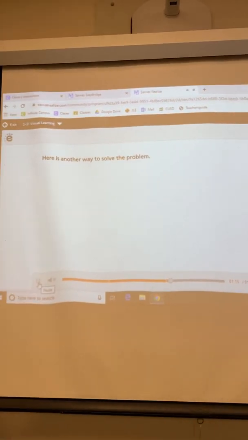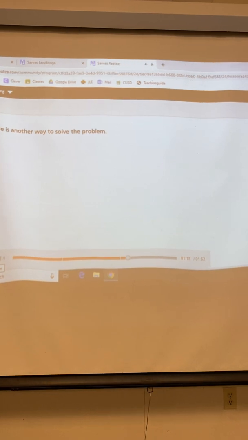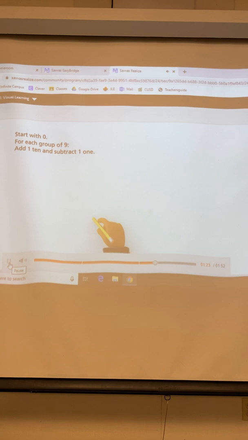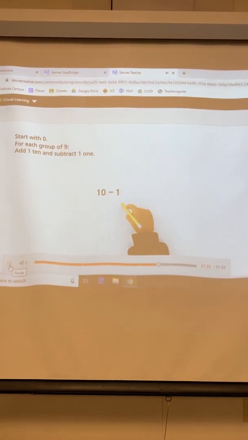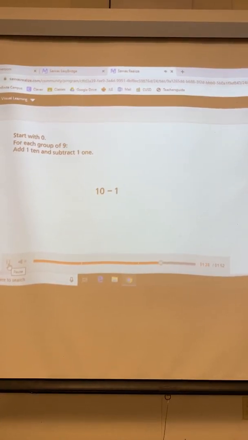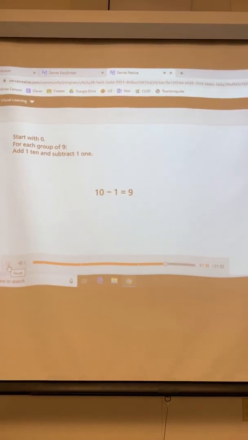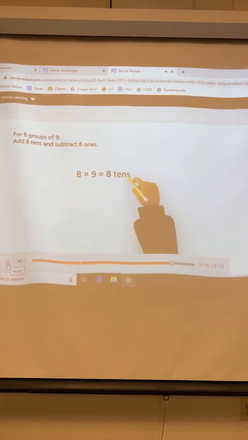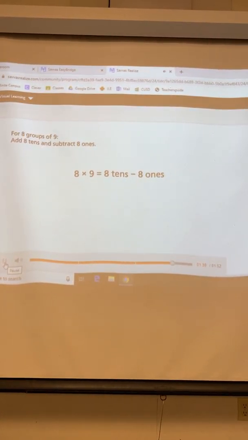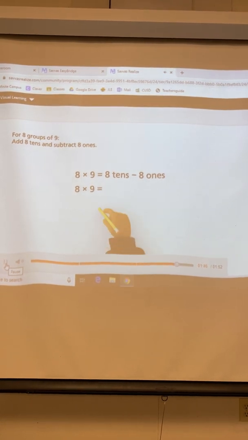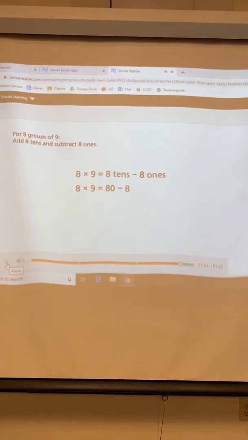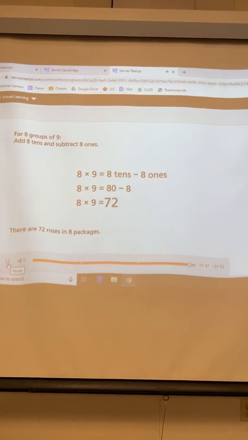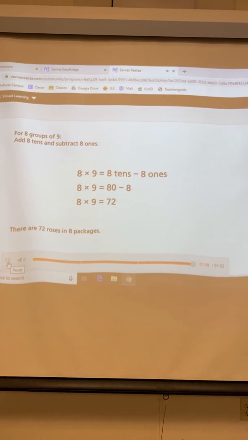Here is another way to solve the problem. Start with 0. For each group of 9, add 1 10 and subtract 1 1. 10 minus 1 equals 9. For 8 groups of 9, add 8 10s and subtract 8 1s. 8 times 9 equals 80 minus 8. 8 times 9 equals 72. There are 72 roses in 8 packages.